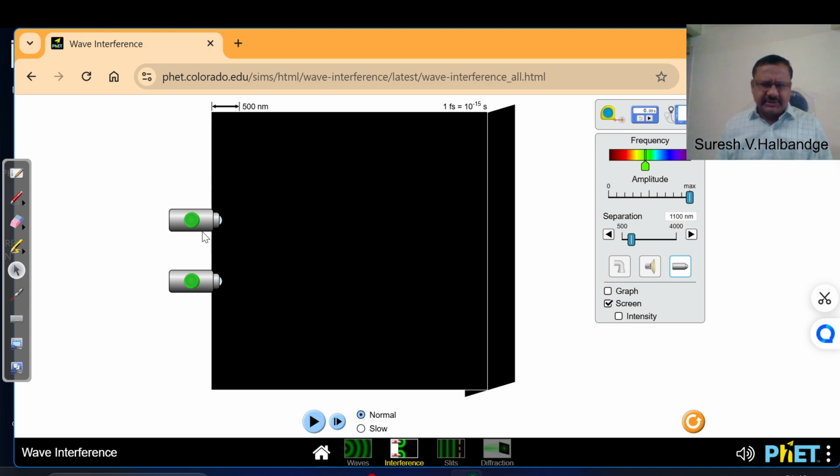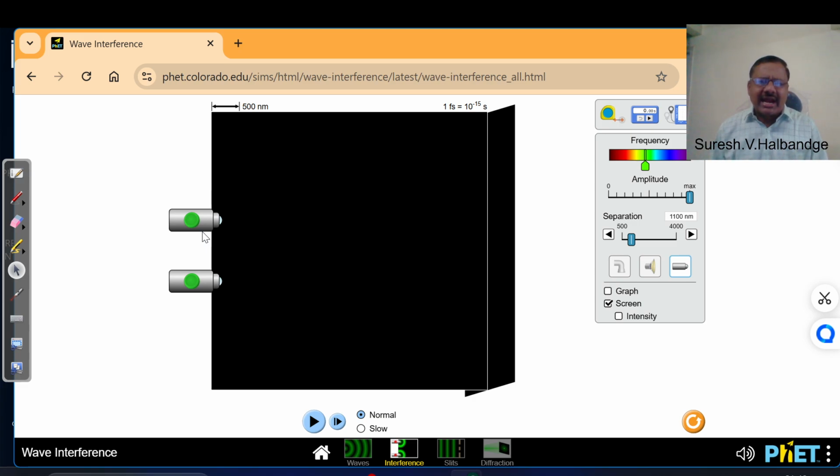As a result of which, when two coherent light sources interfere with each other, we know that on the screen we observe alternate light and dark bands, and these bands are equidistant. The bright bands are equally bright and the dark bands are equally dark.